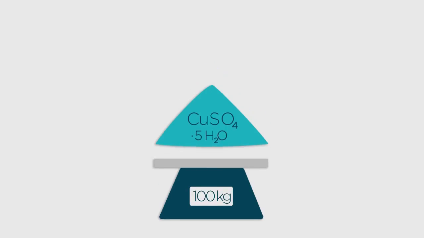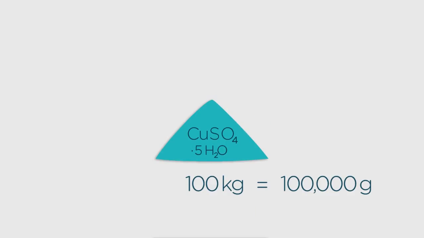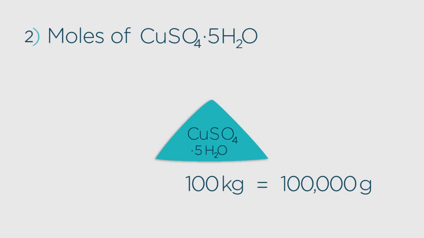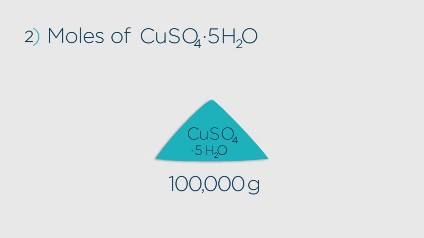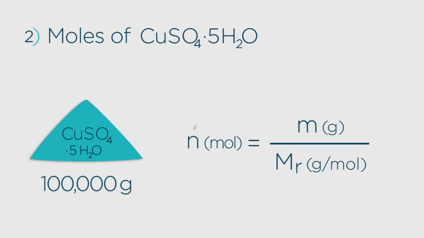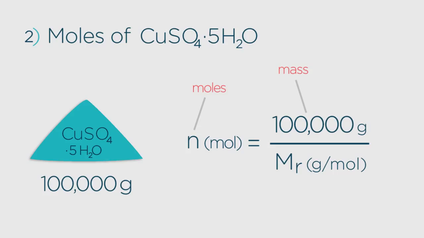100 kilograms or 100,000 grams of the copper sulfate are required. We need to know how many moles of the product this represents, and here's where the equation comes in. The number of moles needed equals the desired mass, 100,000 grams, divided by the relative molecular mass of the product we want, copper sulfate.